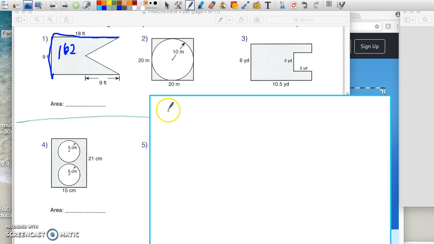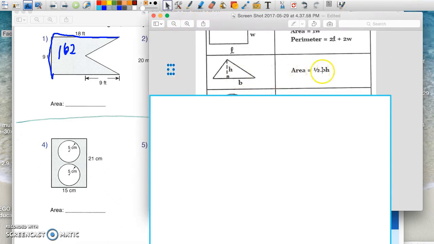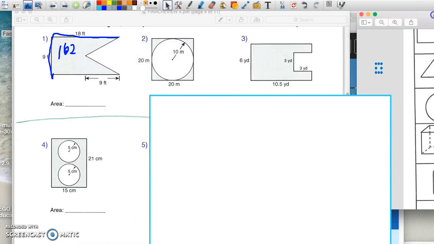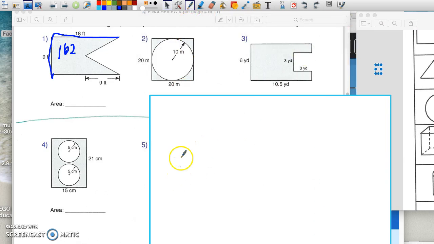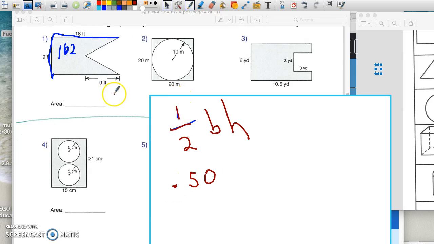What was the formula for a triangle again? If you look at your formula sheet, area of a triangle, 1/2 base times height. Oh yeah, some of you guys probably have that memorized by now, right? I'll do the triangle in a different color. 1/2 times base times height. 1/2, also known as 0.50, times the base.